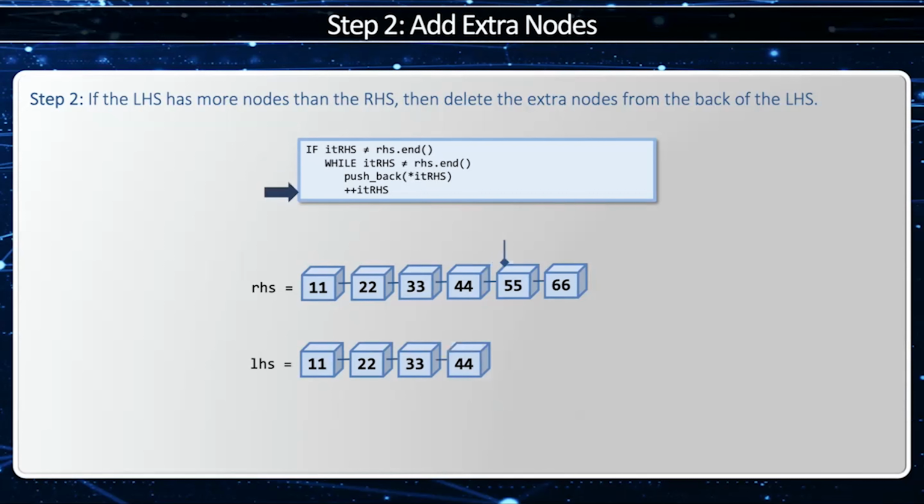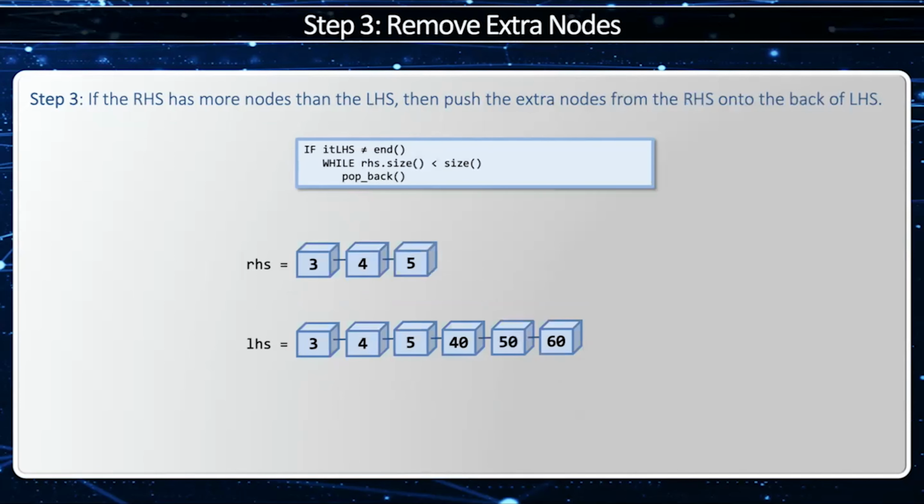Then I'll advance my right-hand side iterator, and then it's not the null iterator, so I will push back 55, advance the node, and then once again, I am not the end iterator. I will create a new node, and then I will advance the iterator, and at this point in time, I'm off the end. So I exit the loop.